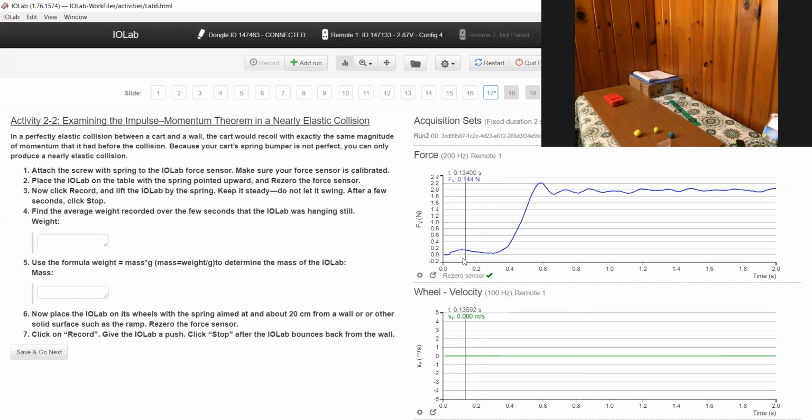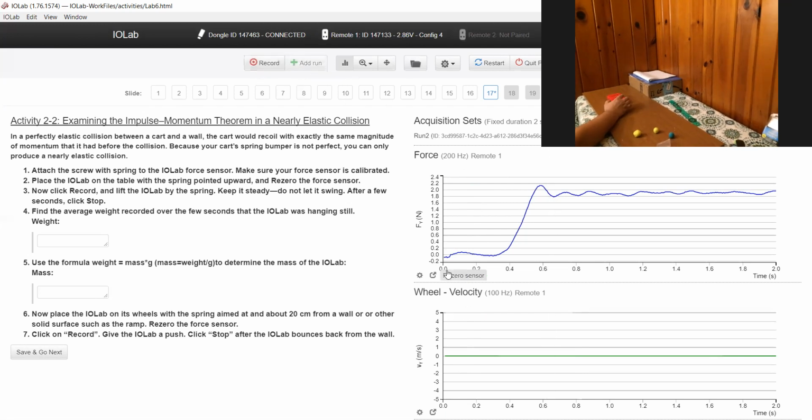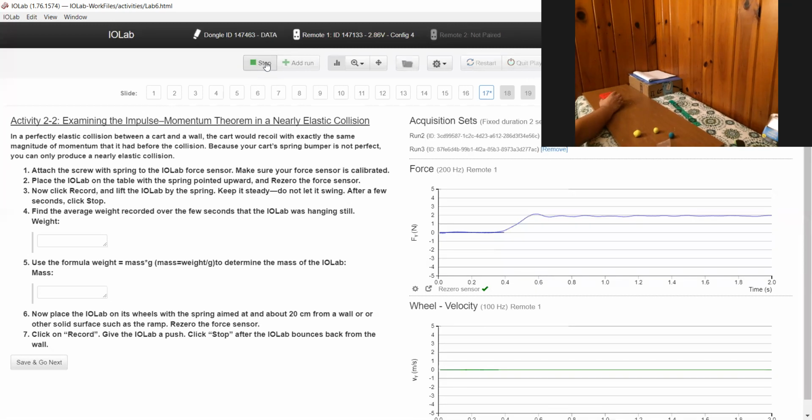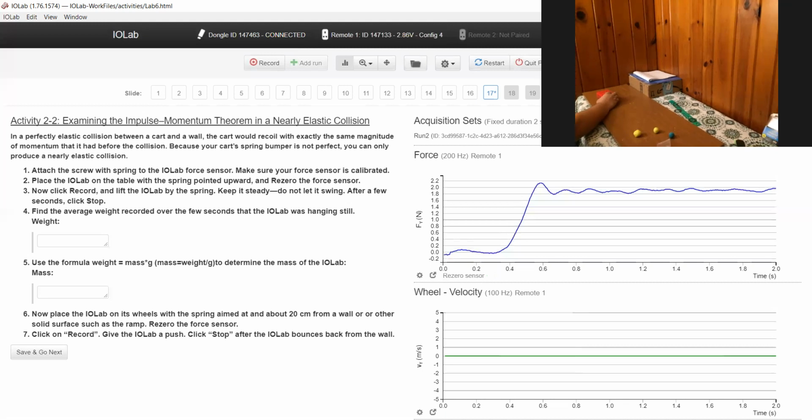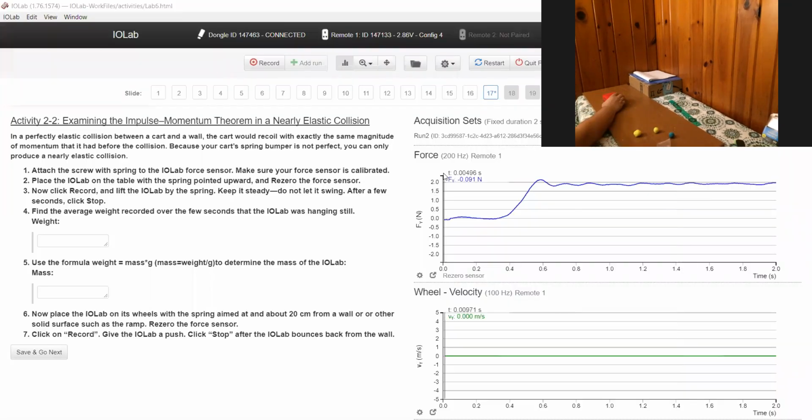Without anything on the IOLab, we can re-zero the sensor. It's turned off, so I have to add one. It's better to add one. The sensor is around 20 centimeters from the wall. Record, give the IOLab a push, and let it bounce from the wall. Record, give it a push. Oh, that's not good. Okay, I'm going to zero the sensor.